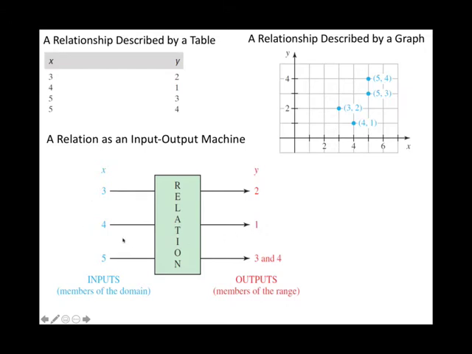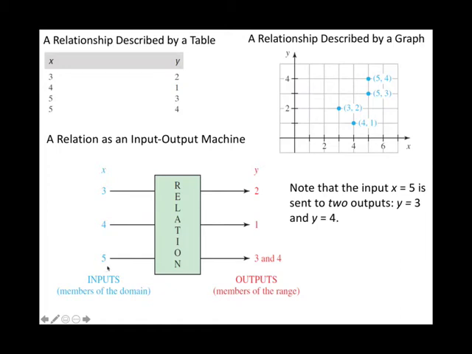And these values, the 3, 4, 5, we call this the domain. One more time, the domain is the possible values of x. So when we have these 3 values here, 3, 4, 5, that will be the domain. And then the range is talking about the possible values of y. So for y, we have 2, 1, 3, and 4 here.